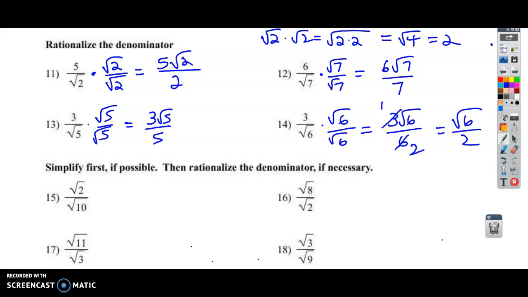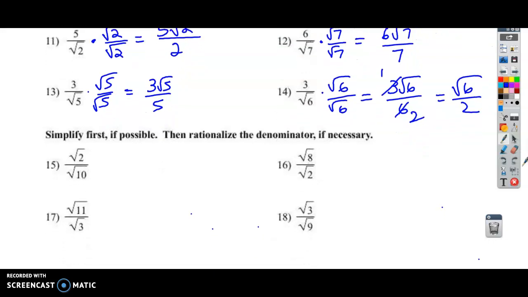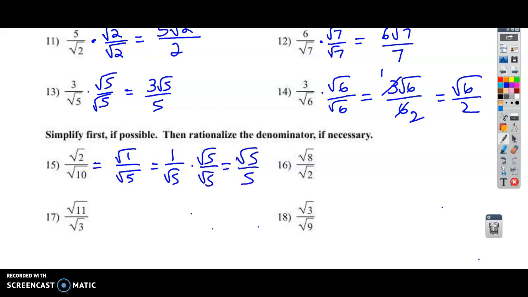Now, what I would do for the last few problems is simplify them first, if you can. So you can divide radicals. As long as they're both radicals, or numbers, you can divide them. So what I would do is change this to the square root of 1 over the square root of 2 goes into 10 5 times. This just becomes 1 over root 5. Well, now we can rationalize, and we get root 5 over 5.